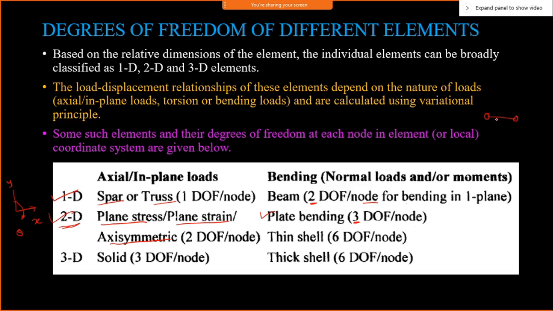One is here and another one here. It has 6 degrees of freedom, 6 DOF. Another one is also having 6 DOF. Then your entire element matrix becomes a 12 by 12. That is a bigger matrix.